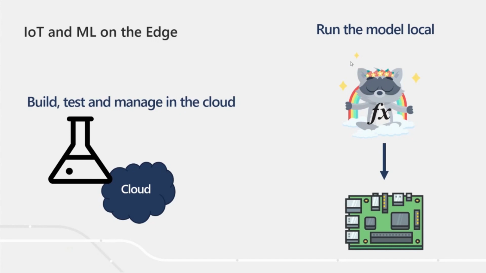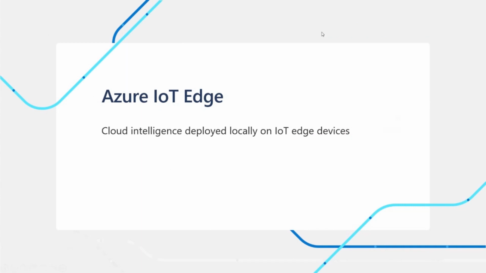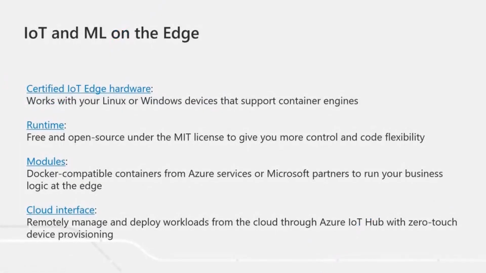Now that we have defined our application strategy, we can start building and deploying it. To build and deploy it, we're going to take a look at Azure IoT Edge. Azure IoT Edge is a fully managed service built on Azure IoT Hub. This service enables you to deploy your cloud workloads to run on an Internet of Things edge device via standard containers. It works with Linux and Windows devices that support container engines. The runtime is free and open source under the MIT license.